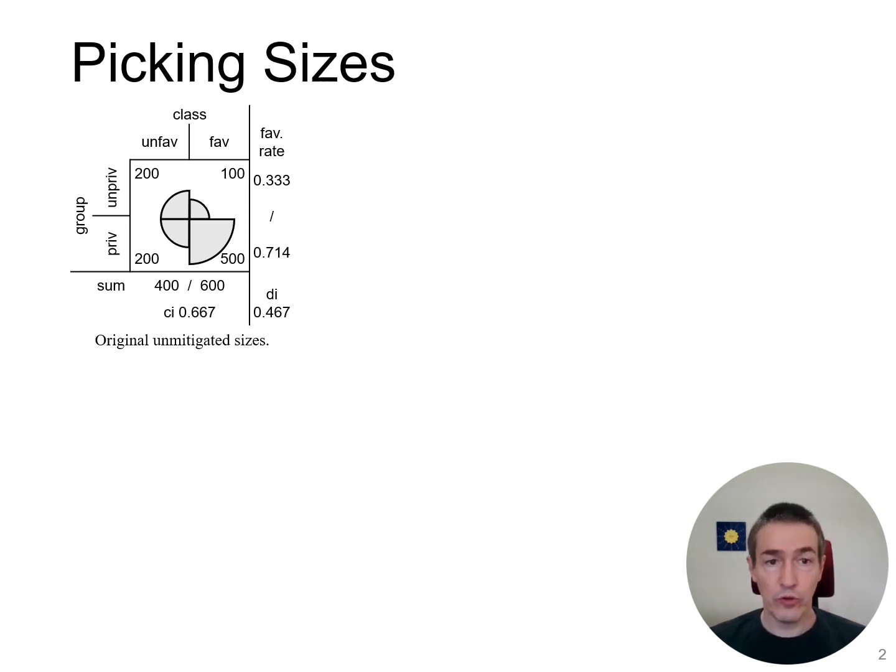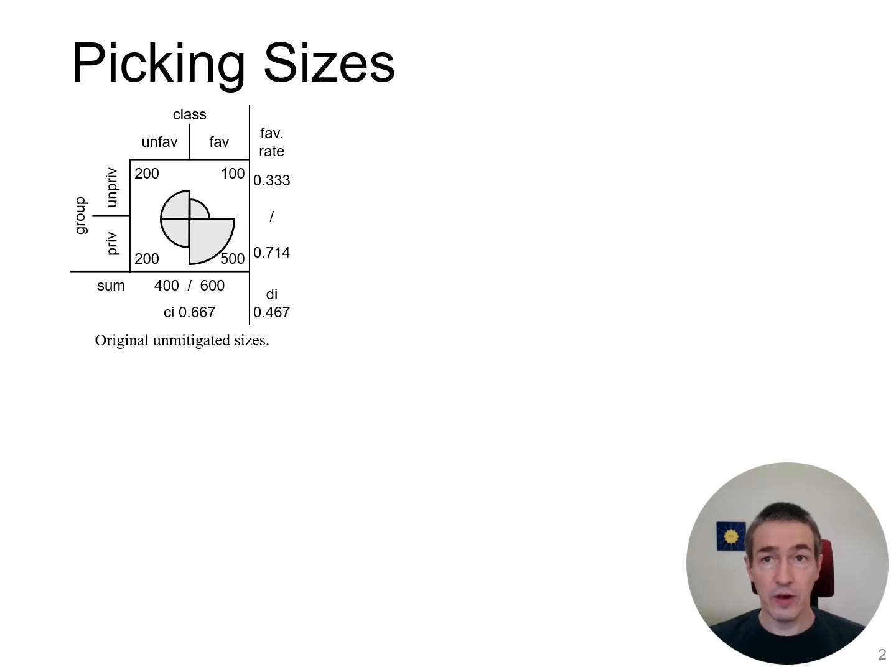This dataset also exhibits bias because the favorable rate among the unprivileged group is only 100 out of 300, which is 0.333, whereas the favorable rate among the privileged group is 500 out of 700, or 0.714. Dividing those two numbers yields the disparate impact of 0.467.